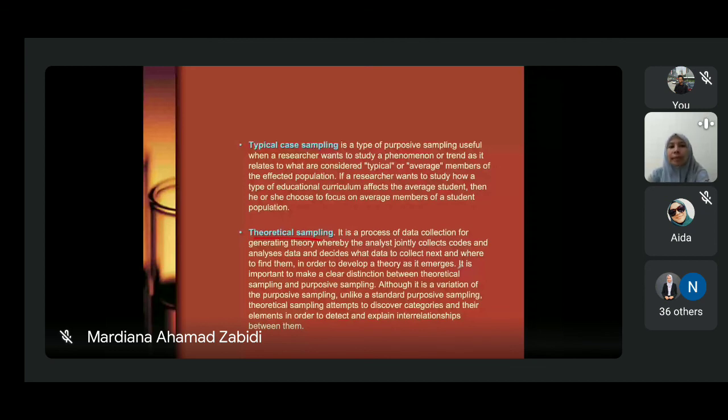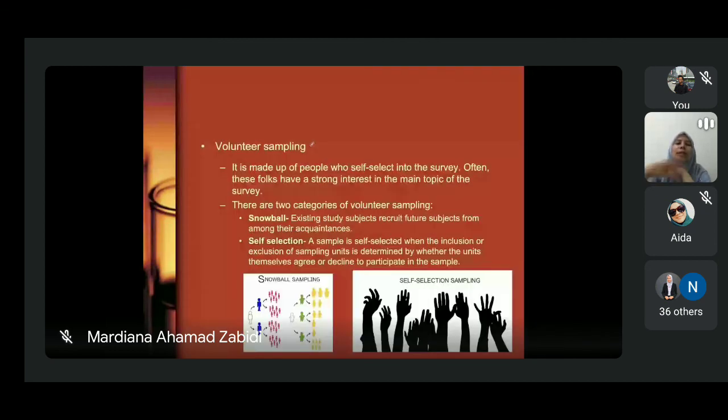Okay, volunteer sampling, yang ini untuk kita nak buat survey, nak conduct survey, so kita minta orang tu untuk volunteer. So this one is not having a good probability lah sebenarnya when we have this volunteer sampling. So siapa yang nak dia buat this particular study, siapa yang tak nak dia tak buat. Okay, so this one is volunteer. It is made up of people who self-select into the survey. Often this folk will have a strong interest into the main topic of the survey.